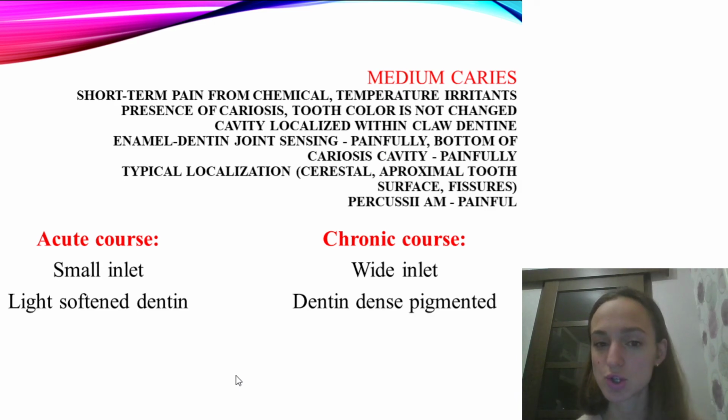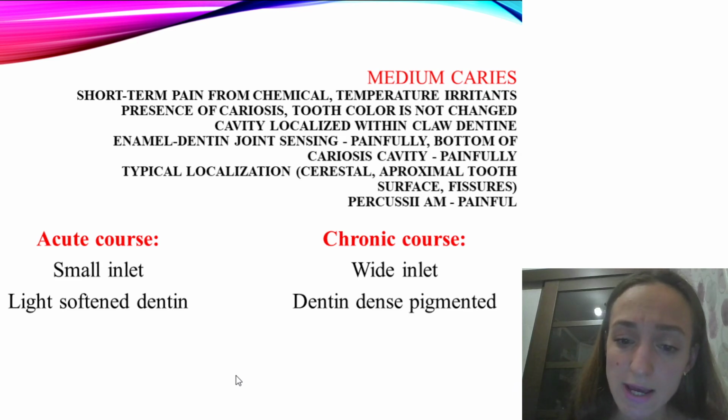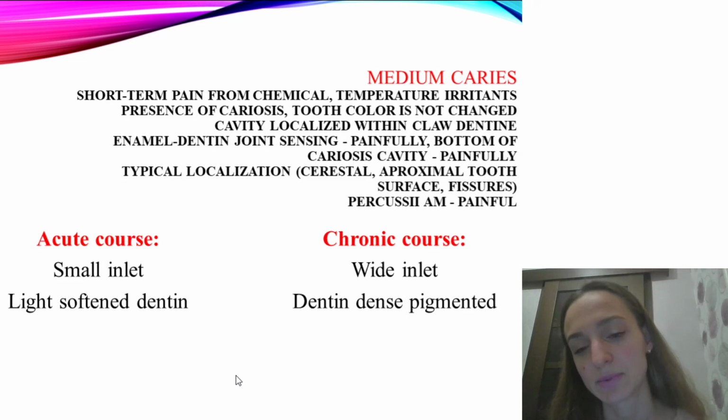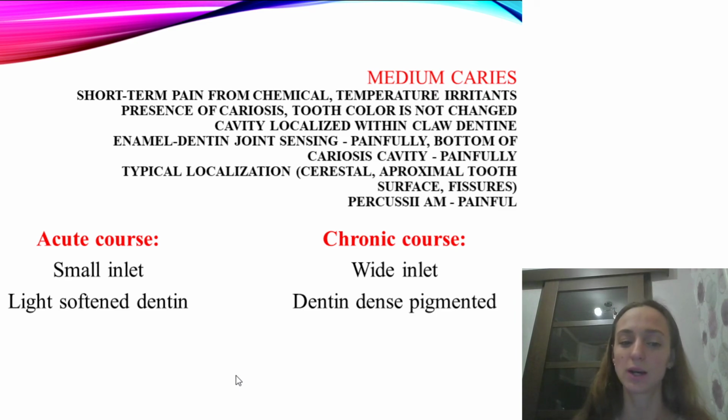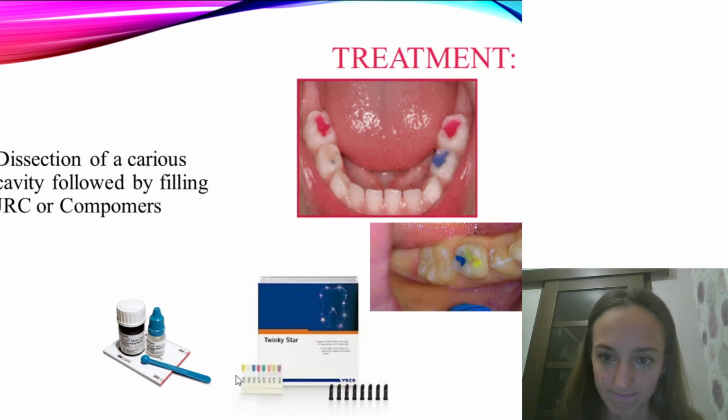So, medium caries: short-term pain from chemical and temperature irritants and presence of carious cavity. Tooth color is not changed. So acute course: small inlet, and chronic: white inlet, light softened dentin and dense pigmented dentin. So acute light softened dentin and dense pigmented for chronic process.